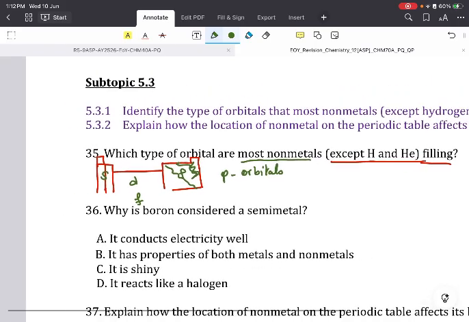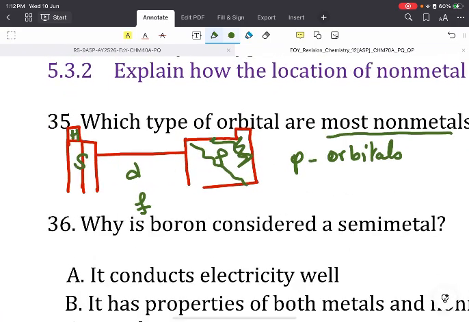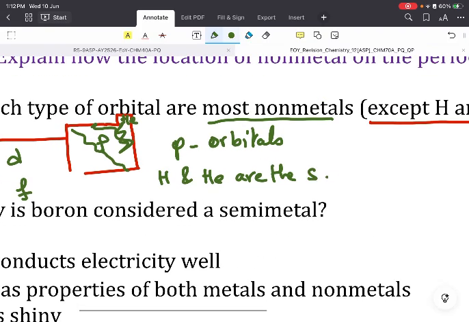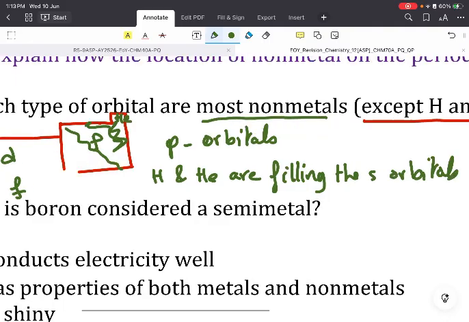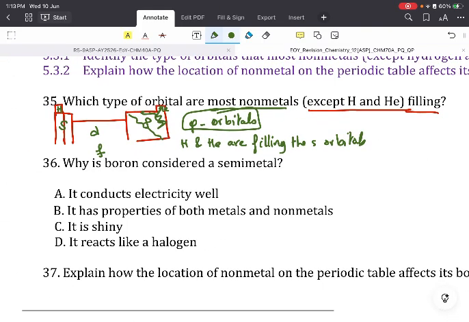Now why are they telling me except hydrogen and helium? Hydrogen is a non-metal, but it's in the S block, and helium also is a non-metal, and its configuration ends with 1s2. So hydrogen and helium are filling the S orbitals, while all the others are filling the P orbitals.